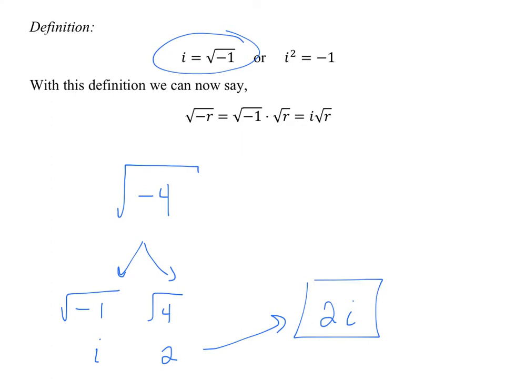So again, the definition of i is the square root of -1. So see, I put "or", because if you think about this, look at the statement at the top. If you square both sides of this that's circled there, you get this. Square i, you get i squared. Square the square root of -1, you get -1.